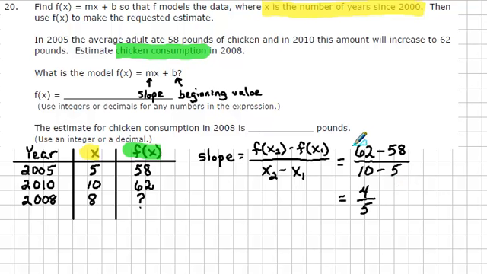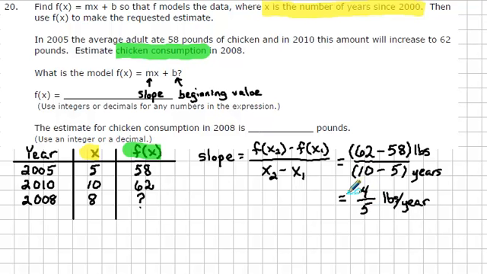Now for our units of measurement, the 62 and the 58, those are measured in pounds, and the 10 and 5 are measured in years. So the unit of measurement for our slope is 4/5 pounds per year. So what this indicates is that each year the chicken consumption will go up by approximately 4/5 pound, or 0.8 if we wrote that as a decimal, so a little bit less than 1. So each year the chicken consumption goes up by a little bit less than 1 pound.